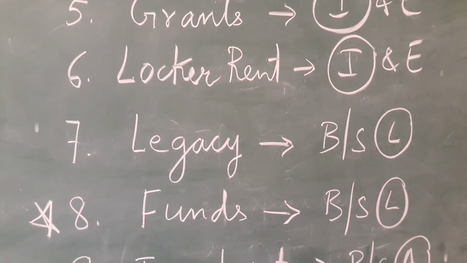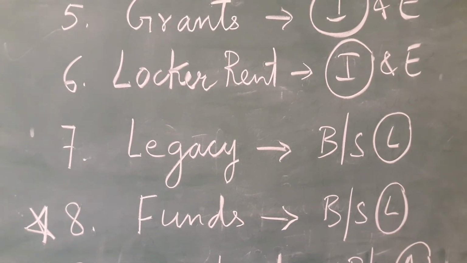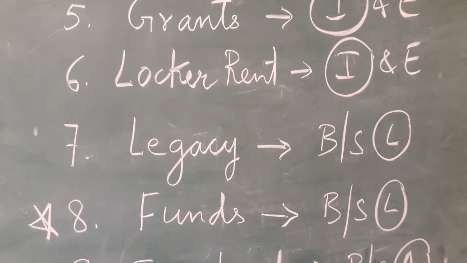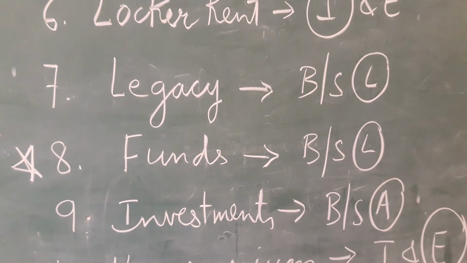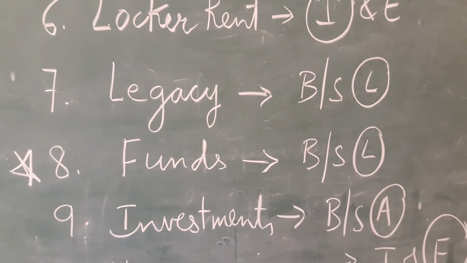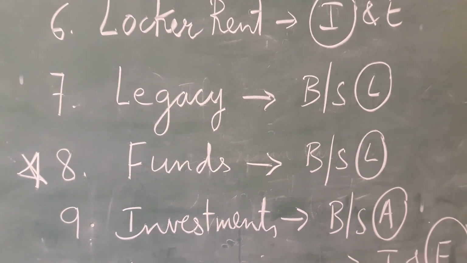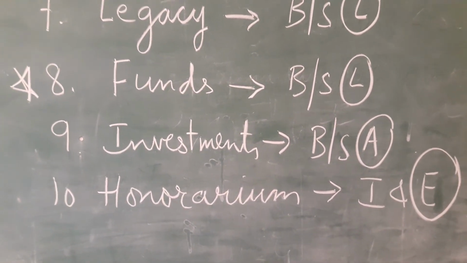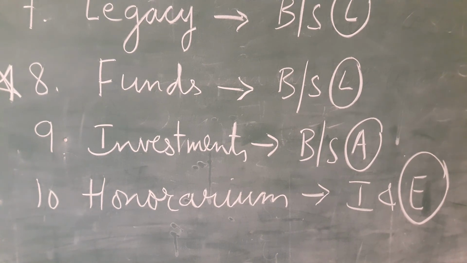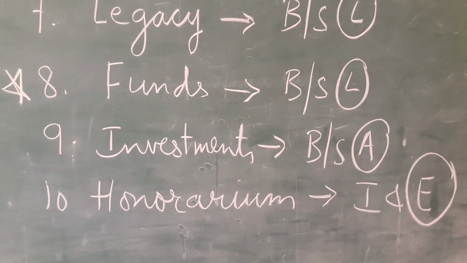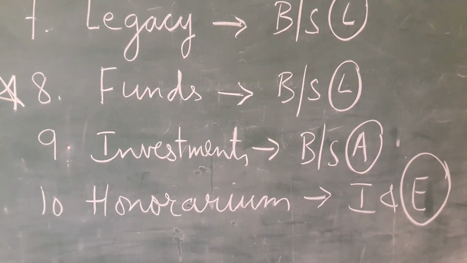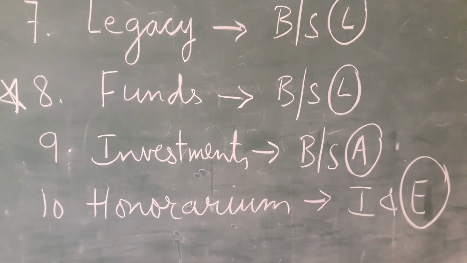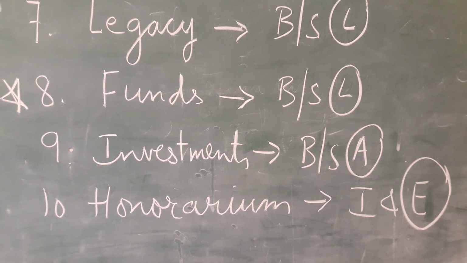Funds is very, very important. Right now, only one word you remember, funds, and tell the funds to go to the balance sheet. Investments, our old friend, in the balance sheet, and assets. Investments are always assets. And the last one, new word, big word, honorarium. It is paid by NPO to a person who is rendering his or her services to the organization. So this is an expense, and it will be shown in the income and expenditure account.